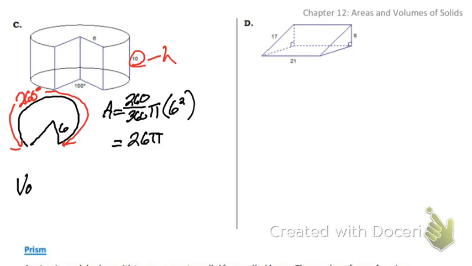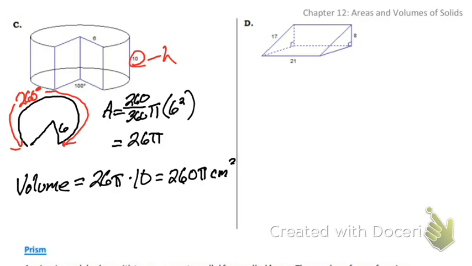Our volume is just our area, which is 26 pi, times our height, which is 10, which is going to equal 260 pi. And let's assume I said centimeters to begin with, so we can get in practice of saying centimeters cubed.